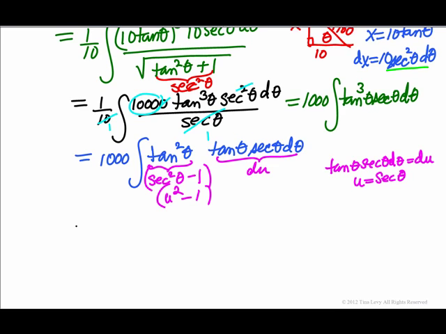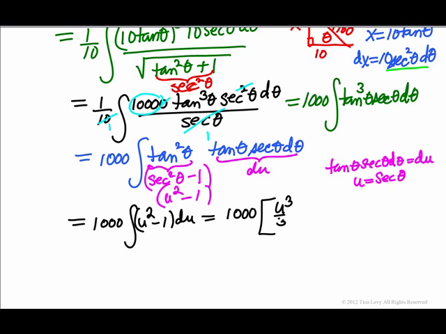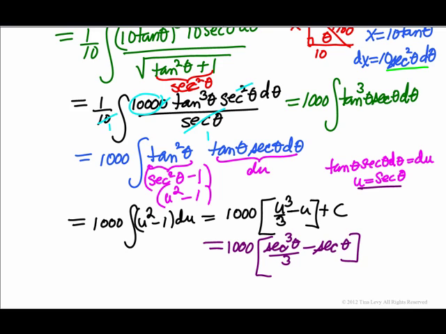So working this out, I have 1,000 integral of u squared minus 1 du, which is 1,000 times u cubed over 3 minus u plus a constant. So now I'm going to replace u, which is secant theta, and I have 1,000 secant cubed theta over 3 minus secant theta plus a constant. But I have one more step. I have to get back to x.